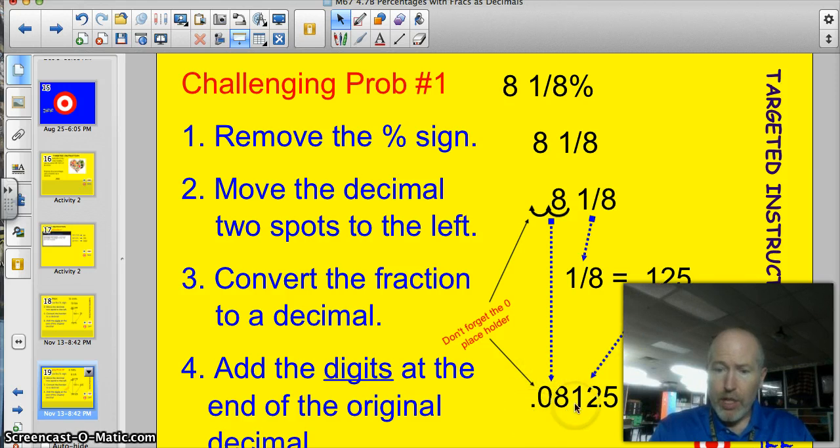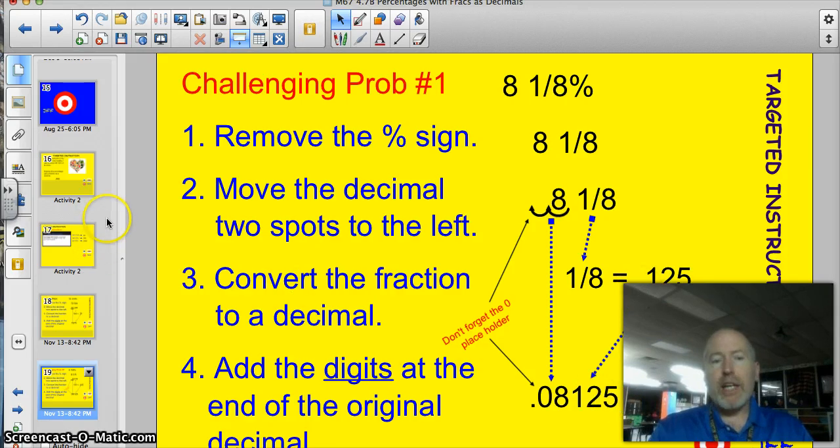So here's the 0.08. Don't forget to put that 0 there, because remember, we did 2 spots. We have to have that 0 there, that placeholder. So now I have 0.08125. You just tack that right on. Remember, only 1 decimal point, and it goes right here. This one here, we just chop and tack those digits on.